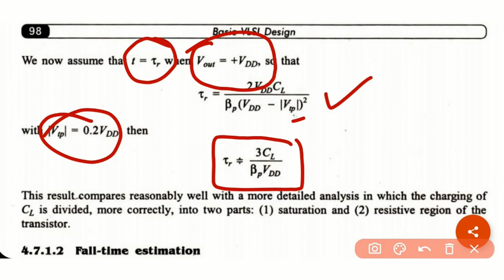Just observe that this tau R is inversely proportional to VDD and directly proportional to CL. Here there are two things: directly proportional to CL and inversely proportional to VDD.